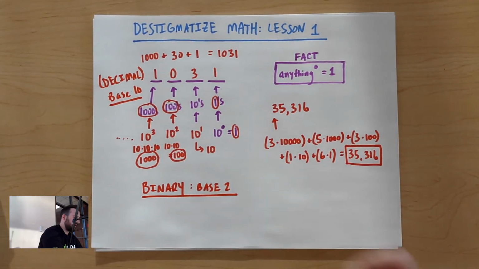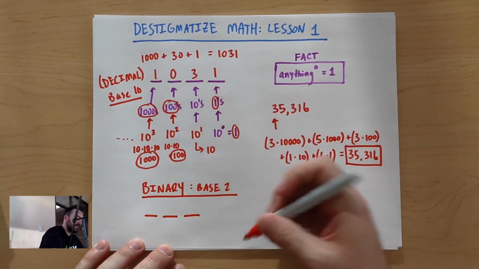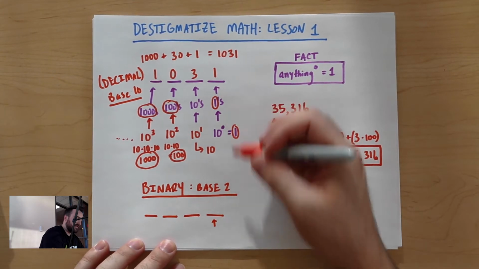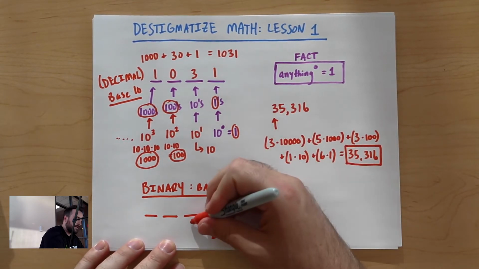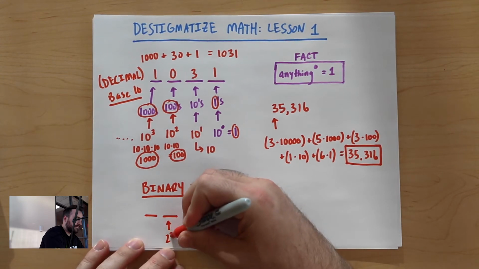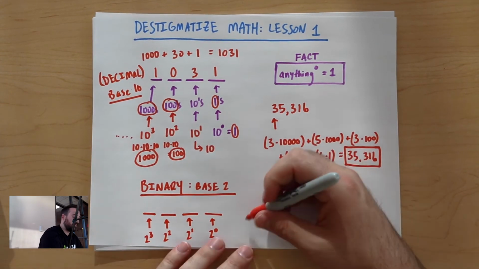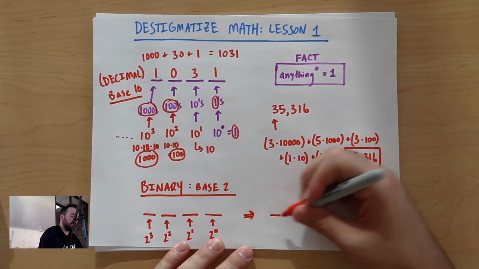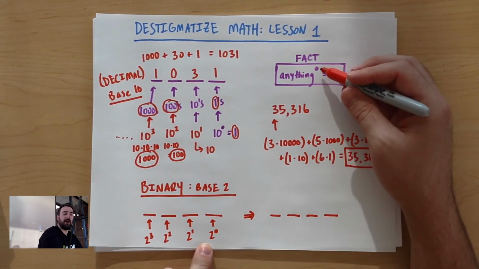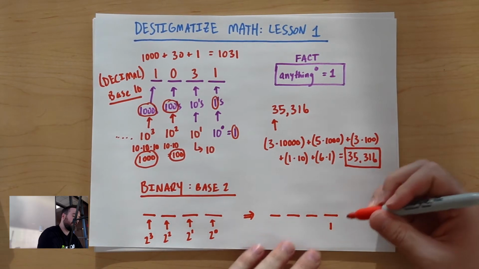Binary or base 2 numbers follow the same pattern, except instead of the base being 10, the base is going to be 2. So instead of 10 to the power 0, this is going to be 2 to the power 0, then 2 to the power 1, 2 to the power 2, and 2 to the power 3. And since I'm running out of room, I'm just going to draw an equivalent one here. And I think we would agree that anything to the power 0 is 1. So 2 to the power 0 is just our 1's place again.